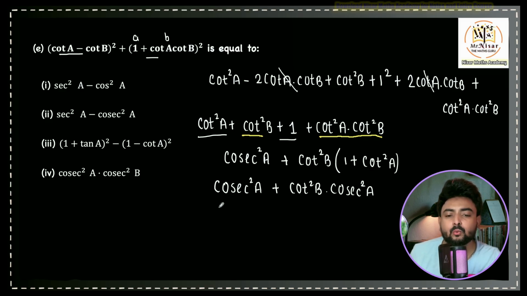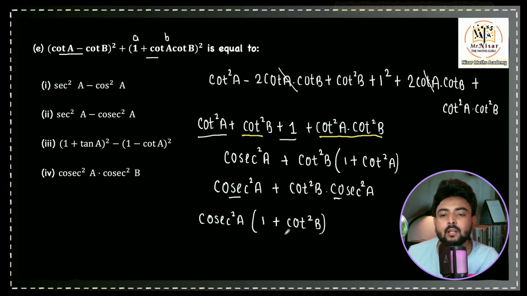Then in both the terms, what is common? Again I can see here in both the terms cosec square is common. So I'll take out cosec square a outside the bracket. What will remain here? 1 will remain here plus, from here cosec square is outside, so what will remain in the bracket? Cot square b. So cosec square a in bracket 1 plus cot square b.